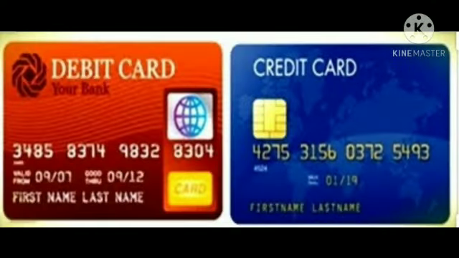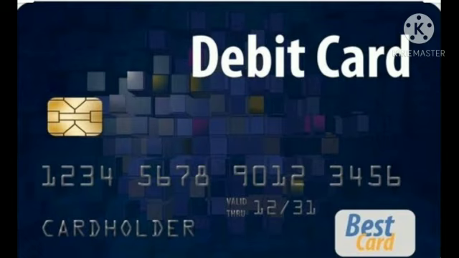Understood? Now let's see what a debit card and a credit card are. A debit card or credit card is used to carry out transactions without using cash. Understood, students? An account holder can get such a card on request to the bank. Now see, students, what is a debit card? Whenever the word debit comes, it means deduct. So whenever you use your debit card for whatever purpose, the money will be deducted directly from your account.